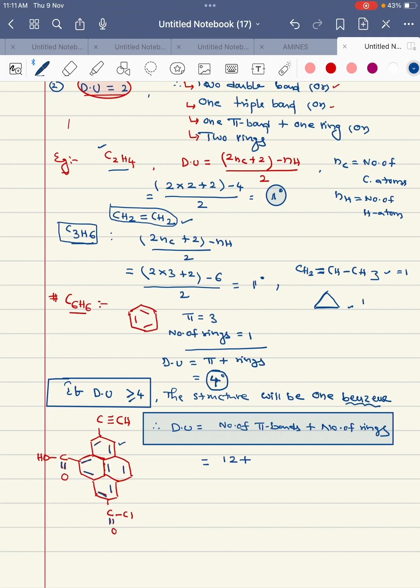How many rings are there? This is one ring, one ring, one ring. The total number of rings is equal to 4. Therefore DU is equal to 16. It means that just now we discussed DU equal to 4 or greater than 4 means the molecular formula or structure will contain at least one benzene ring. That is called DU. Next, one more example.